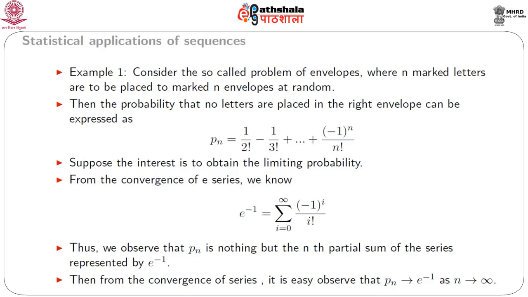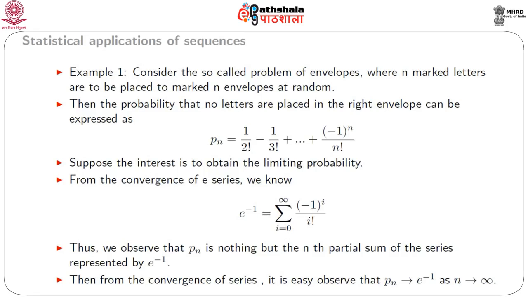Suppose n marked letters are to be placed in n marked envelopes at random. Then the probability that no letters are placed in the right envelope can be expressed as Pn, which equals 1 by 2 factorial minus 1 by 3 factorial up to minus 1 to the power n divided by n factorial. Suppose the interest is to obtain the limiting probability for this problem.